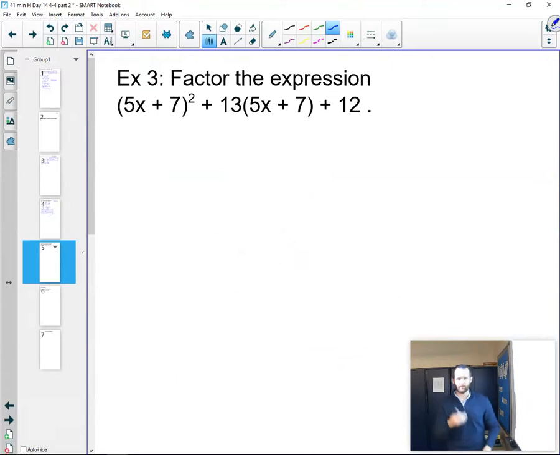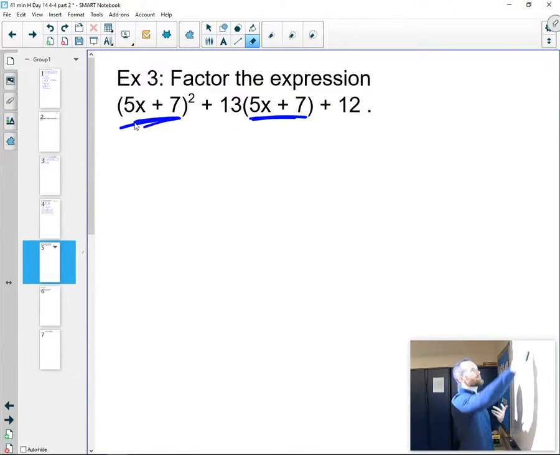Let's take a look at another example. We've got to factor the expression 5x plus 7 squared plus 13 times 5x plus 7 plus 12. Again, this looks ugly. We could simplify it: square the binomial, then distribute the 13, then simplify, then try to factor. But we've got the same binomial here, so let's use a substitution method.